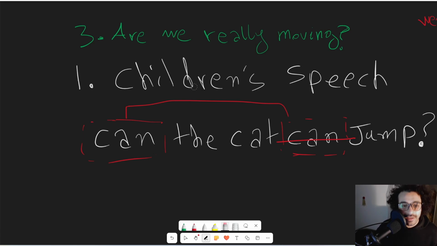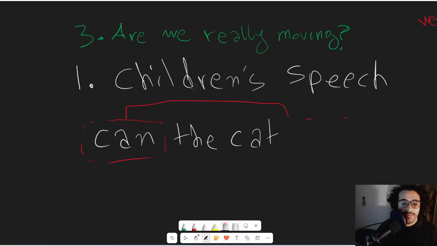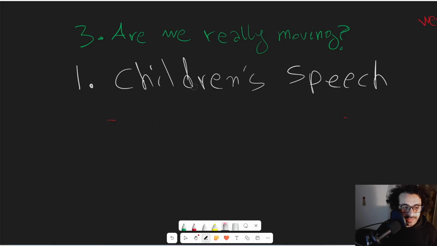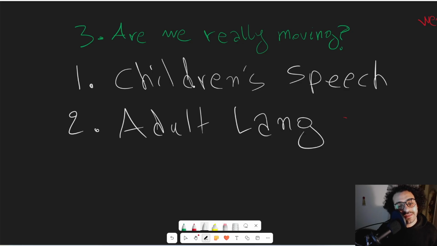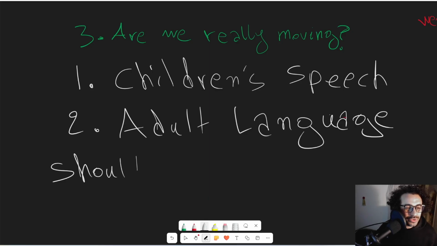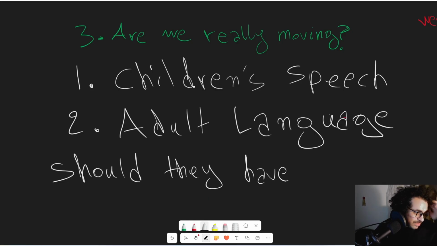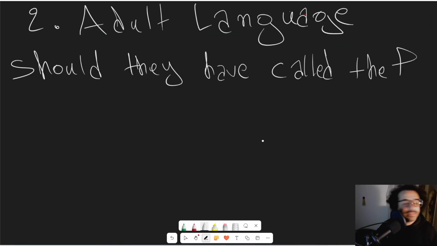I'll show you the second piece of evidence that we have that supports that movement is an operation of copy and delete. This comes from adult language this time. Adult language, it sounds like saying bad words, but that's not what I mean. Adult language is just speakers that are already fluent in their mother tongues, in this case English. So if we look at this sentence, for example, "Should they have called the police?" I can't write all the words there, so I'm just gonna keep it with P.